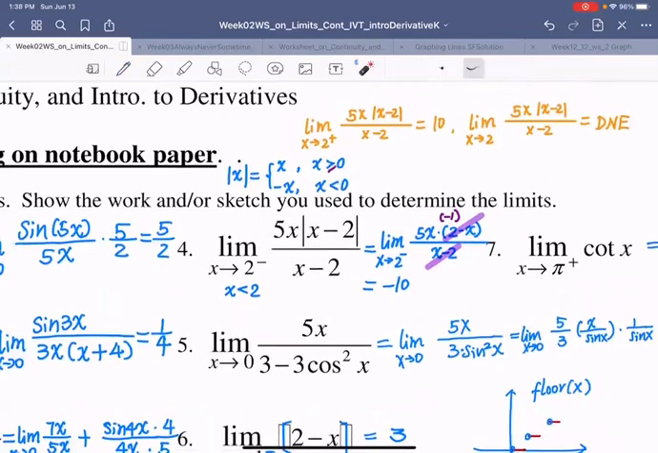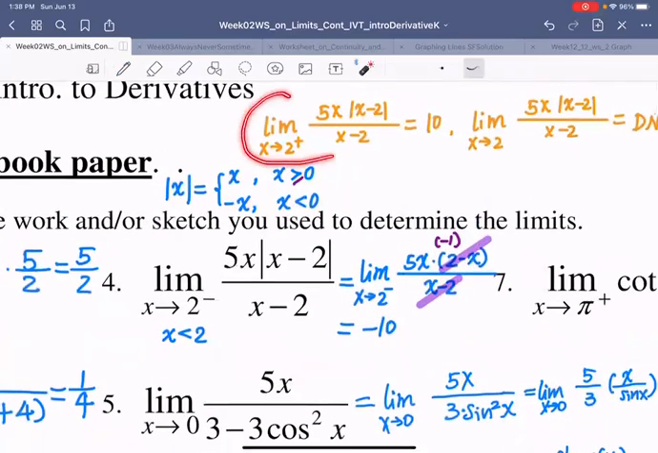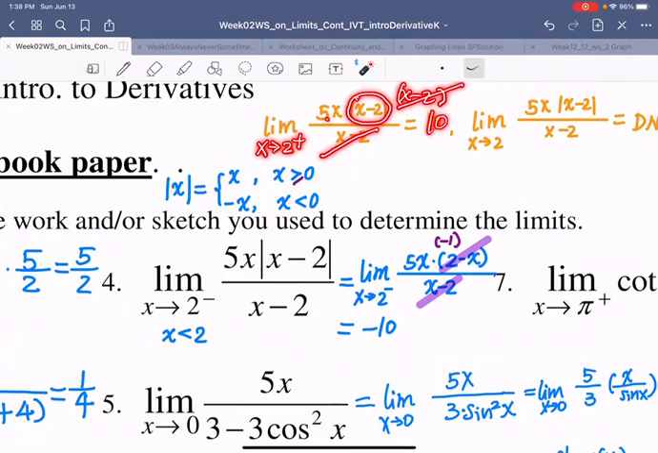But if I change the question here, say x approaches 2 from the right, then this guy becomes x minus 2, and x minus 2 will be canceled. So the answer is 5 times 2, which is 10. Okay, so just by changing a sign from negative to positive, the answer is totally different.